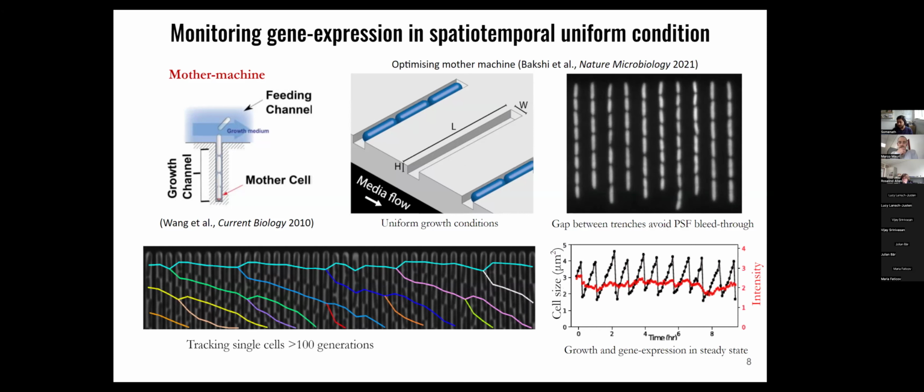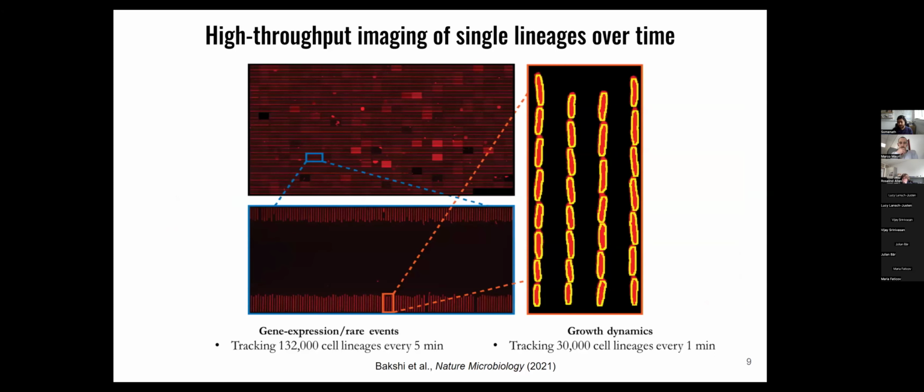So this really enables us to now study physiological dynamics and heterogeneity at a homogeneous condition. Now, processes in antimicrobial response especially involve a lot of rare events, and so throughput becomes limiting, which is why a lot of people use FACS. And so we wanted to bridge the gap, and we made a version of this device where now we can track more than 132,000 individual lineages every 5 minutes.